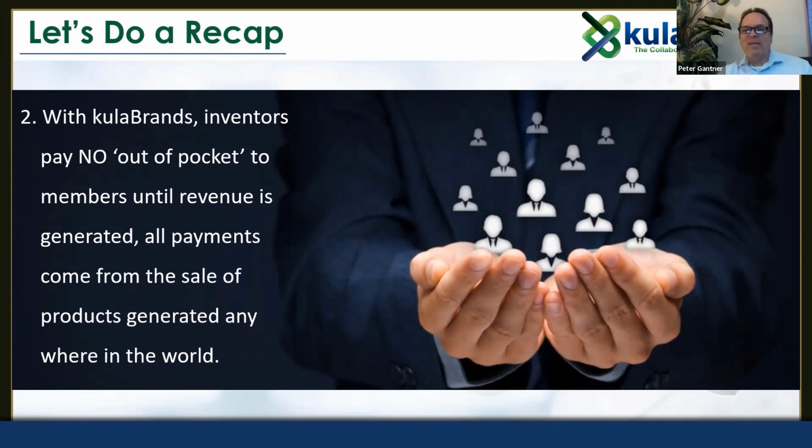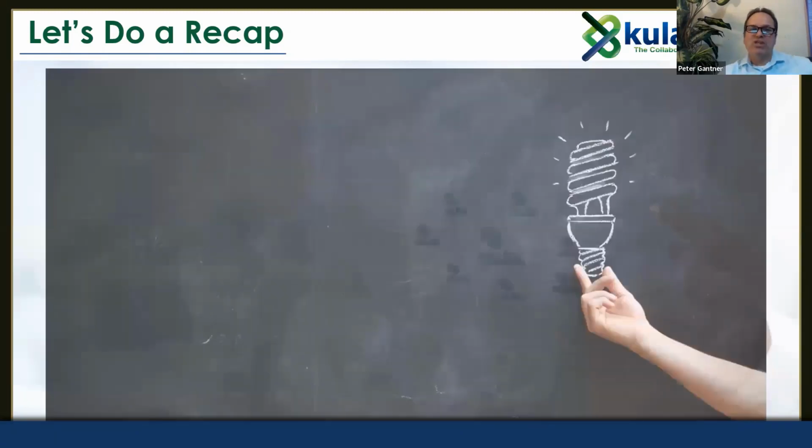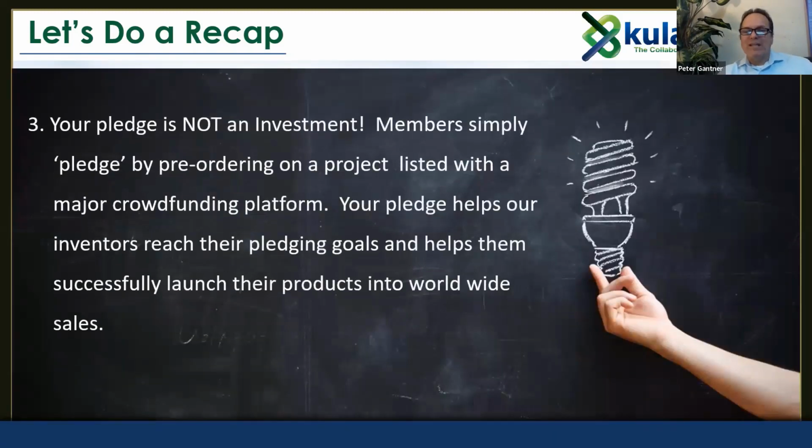Number two, with kulaBrands, inventors pay no out-of-pocket to members until revenues are generated. This is key to being successful in business, guys. If I can base what I'm paying out only on when I have revenue coming in, I'm in a much better financial position as a company. Your pledge is not an investment. We are not investing in these companies, guys.